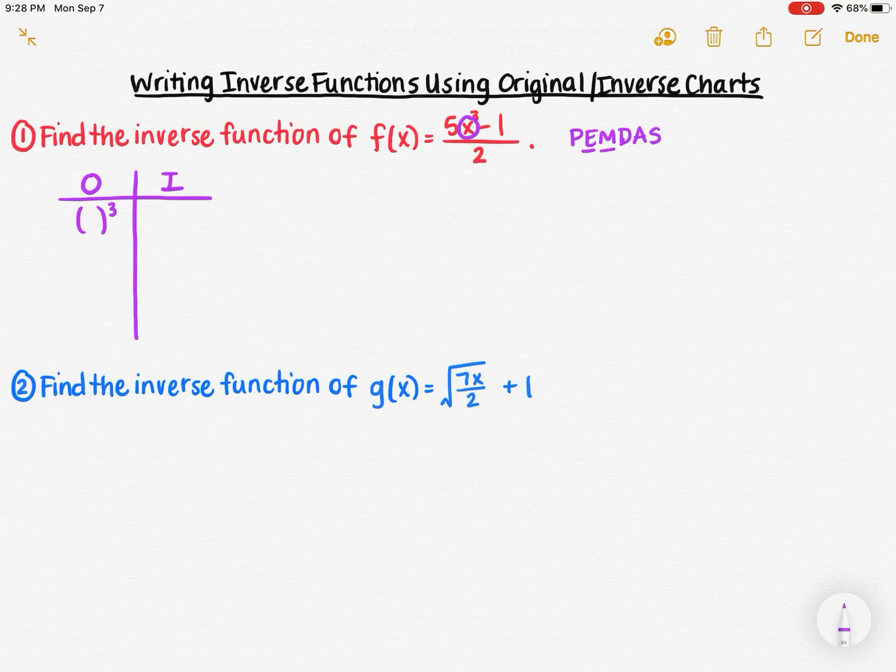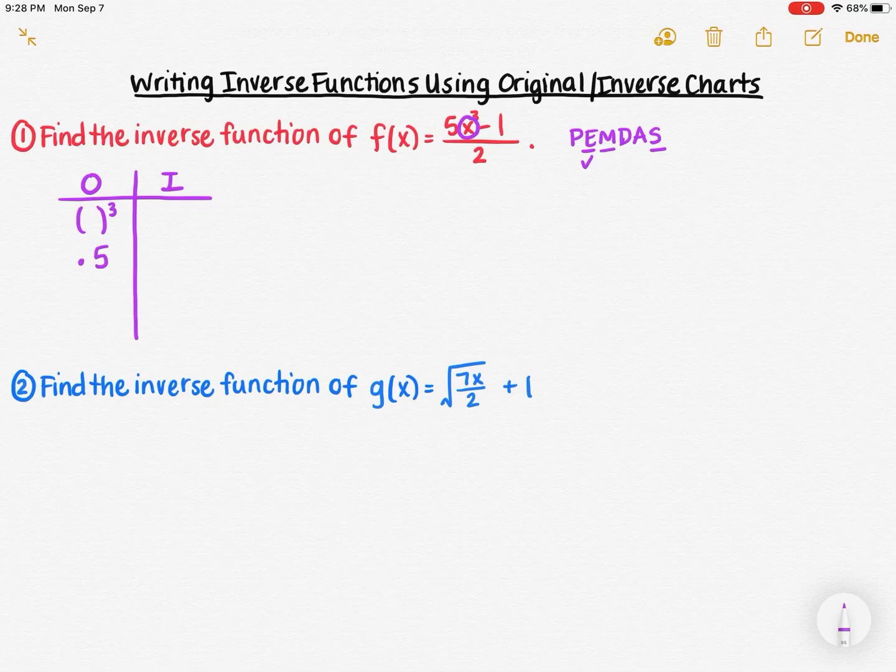Next, now that I've got my exponent, x is being multiplied by 5. I also see us subtracting 1, but subtraction is at the end. So I'm multiplying by 5 next. So times 5 goes next in my chart.